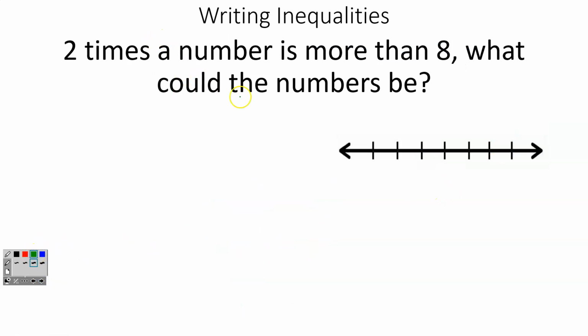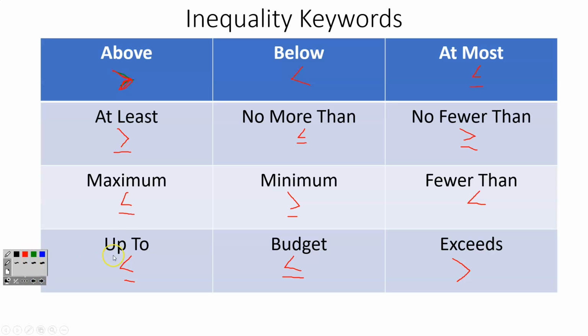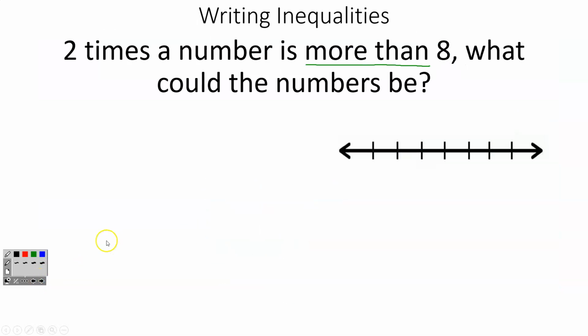So again, 2 times the number is more than 8. I'm going to underline my inequality keyword, more than. Well, more than, let's see if I can find it. Oh, I don't see it on that one. So more than is like a greater than. So I'm going to say 2 times the number, but it doesn't tell me what number, is greater than or more than 8.